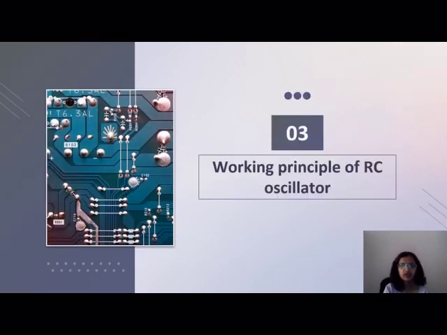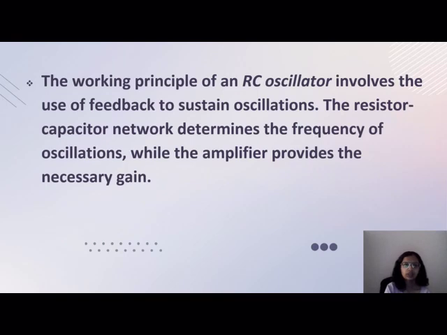Working principle of RC oscillator. The working principle of an RC oscillator hinges on the utilization of feedback to maintain oscillations. The frequency of oscillations in an RC oscillator is dictated by the characteristics of the resistor-capacitor network. The amplifier in the circuit plays a critical role by supplying the requisite gain for sustaining oscillations.